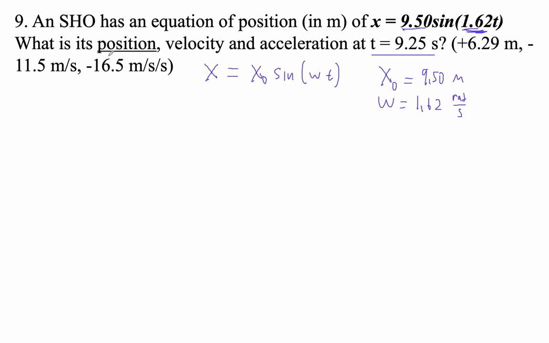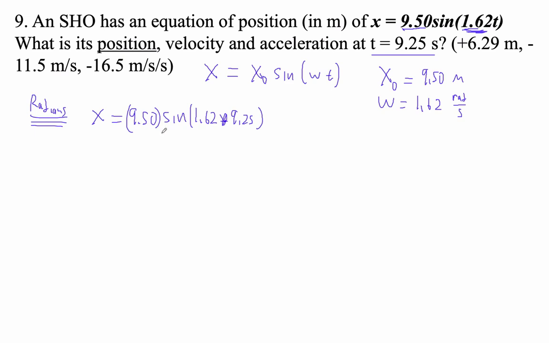So to answer what is its position, we're just going to use this formula. Now you have to be in radians. You must put your calculator in radians and then just do this calculation. X is equal to 9.50 sine 1.62 times 9.25. But first, on my calculator, I know that I'm in degrees, so I'm going to go to mode and down a couple, hit enter. Now I'm in radians. Okay, so now we're set.